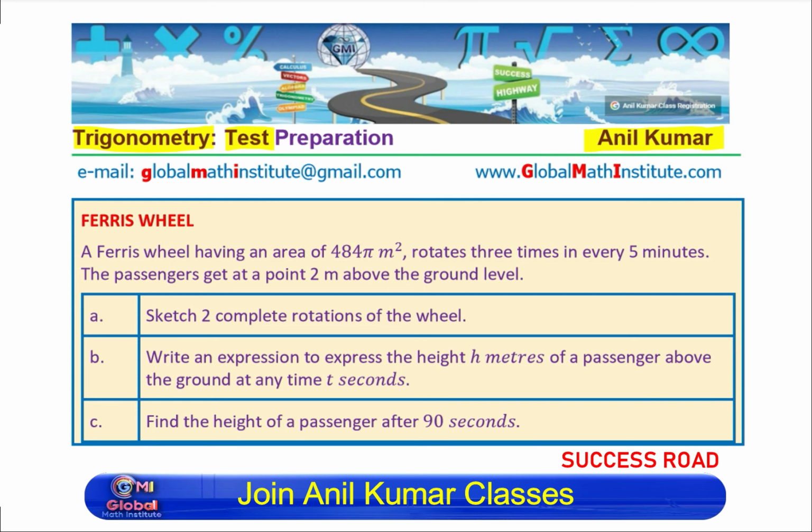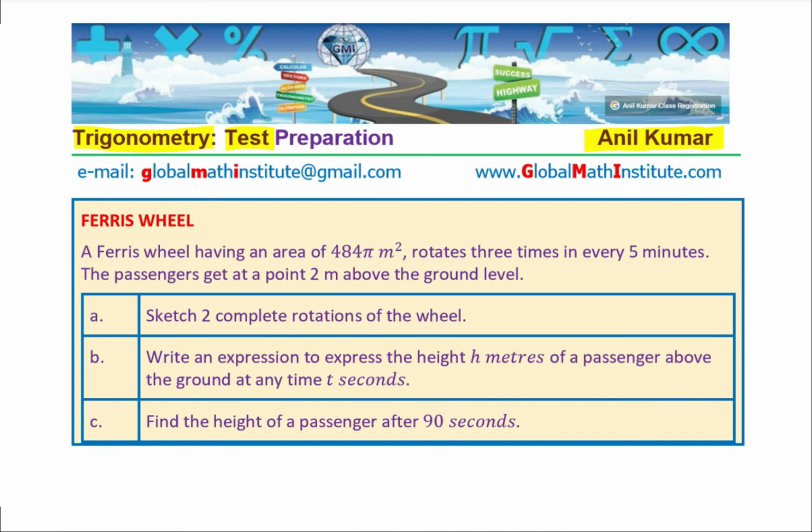A Ferris wheel having an area of 484 pi meter square rotates 3 times in every 5 minutes. The passengers get on at a point 2 meters above the ground level. Sketch 2 complete rotations of the wheel. Write an expression to express the height h meters of a passenger above the ground at any time t seconds. Find the height of a passenger after 90 seconds.